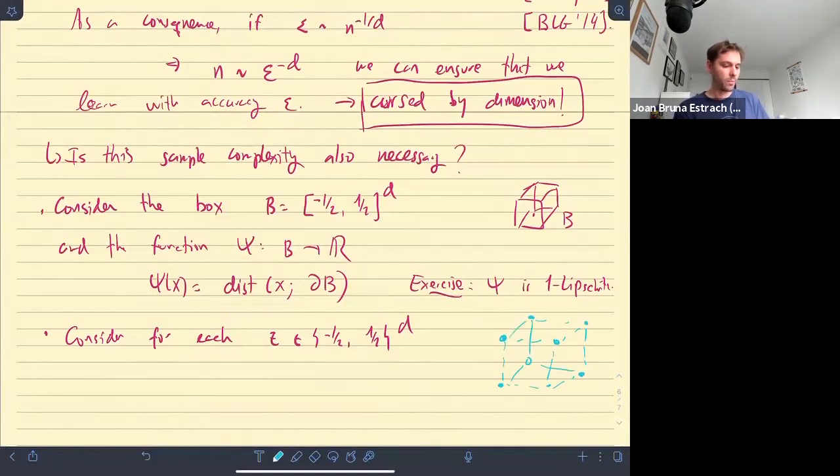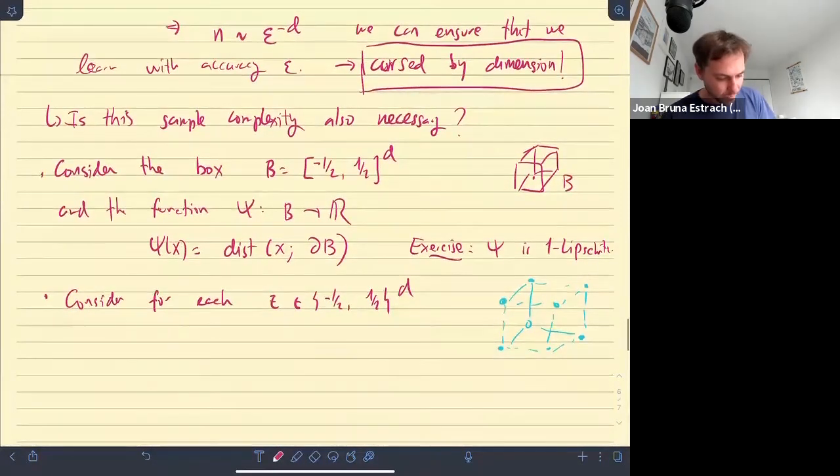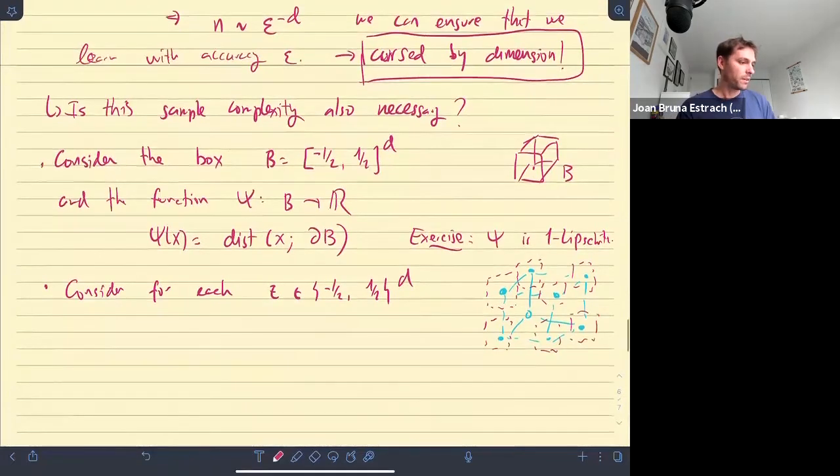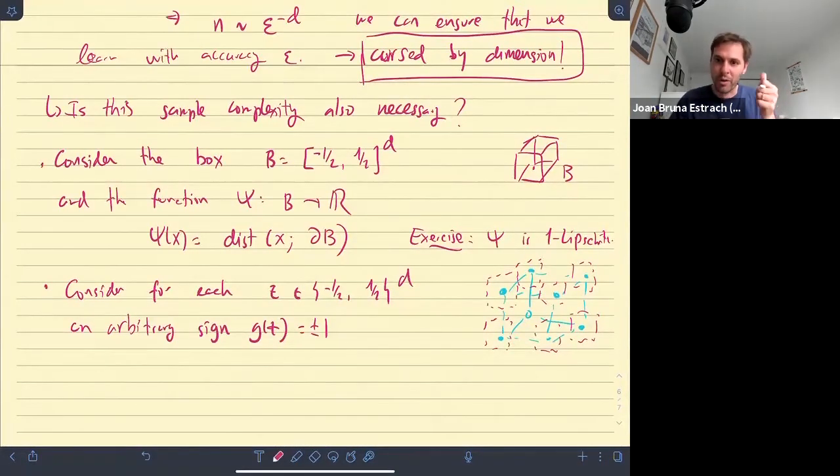So that's the hypercube. For any one of these corners, I'm going to stick a copy of this function. I'm basically going to tile everything here. And at every corner of the hypercube, I flip a coin to get an arbitrary sign, which we can call g of z, that can be plus or minus one. I encode it here, g of z.